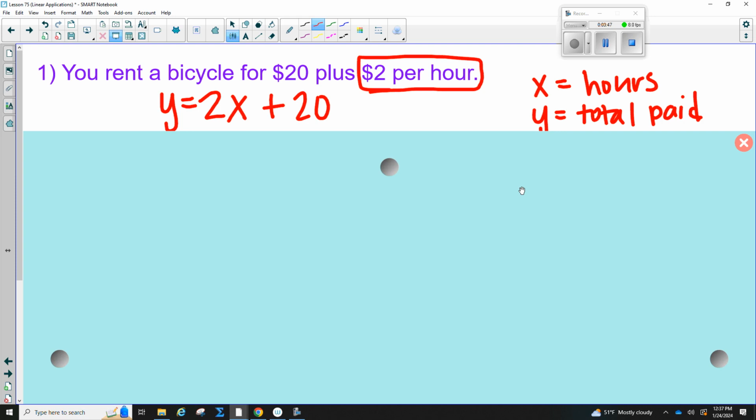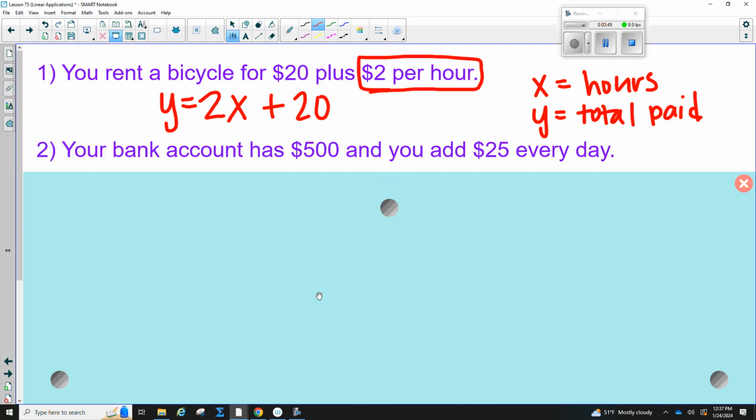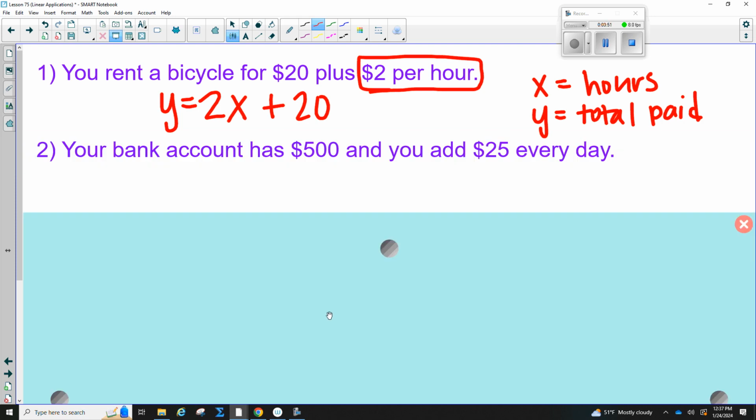Your bank account has $500 and you add $25 every day. That's smart, that'd be great. So what's your slope? What's your m? 25. And your initial amount is 500. That is your b, or your y-intercept. Off to the side, I do want you to define x and y.